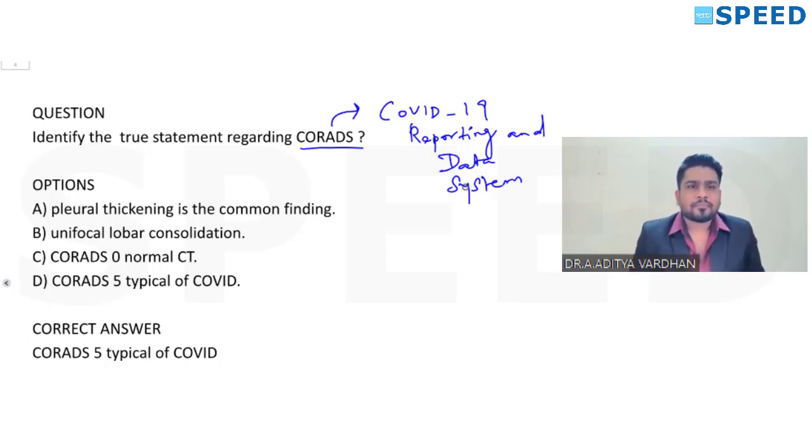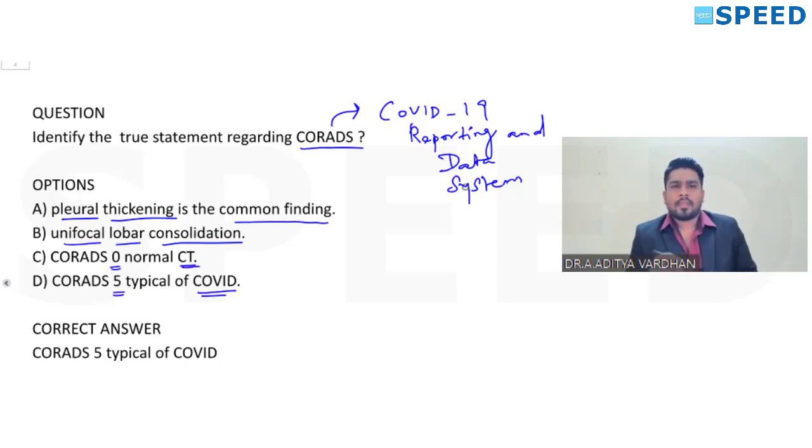Here the given options are: pleura thickening is the common finding, unifocal lobar consolidation, CORADs 0 is normal CT, and CORADs 5 is typical of COVID. The examiner wants to test you on which is the true statement regarding these. So in the 4 options they have given, one is going to be the correct answer and the other 3 are going to be wrong.